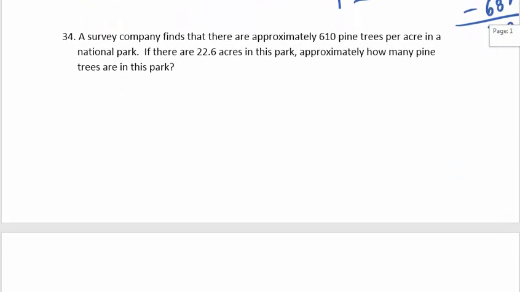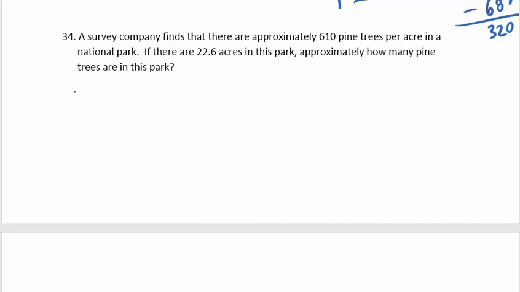All right, let's take a look at question 34 now. A survey company finds that there are approximately 610 pine trees per acre in a national park. If there are 22.6 acres in the park, approximately how many pine trees are in this park? So I think one thing that we always want to do when we're doing a story problem is put yourself in the story problem and think about what's going on.